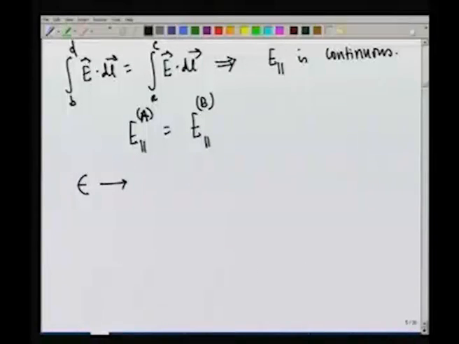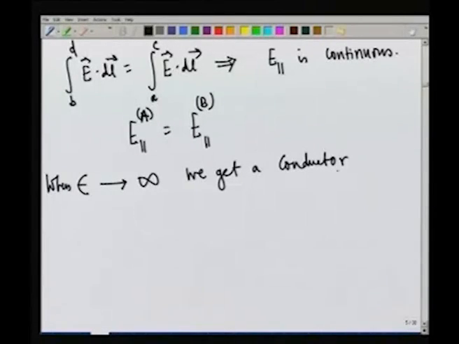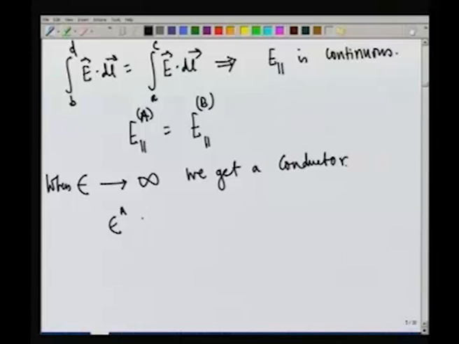I would sort of round it off by making only one more statement, namely, although I am looking at the interface, the boundary between an insulator and a conductor, we should not forget that in the limit epsilon going to infinity, we get a conductor. So, when epsilon goes to infinity, we get a conductor. Therefore, in writing these relations, we can actually take one of the epsilons to go to infinity. For example, we wrote the relation epsilon A E perpendicular A is equal to epsilon B E perpendicular B.